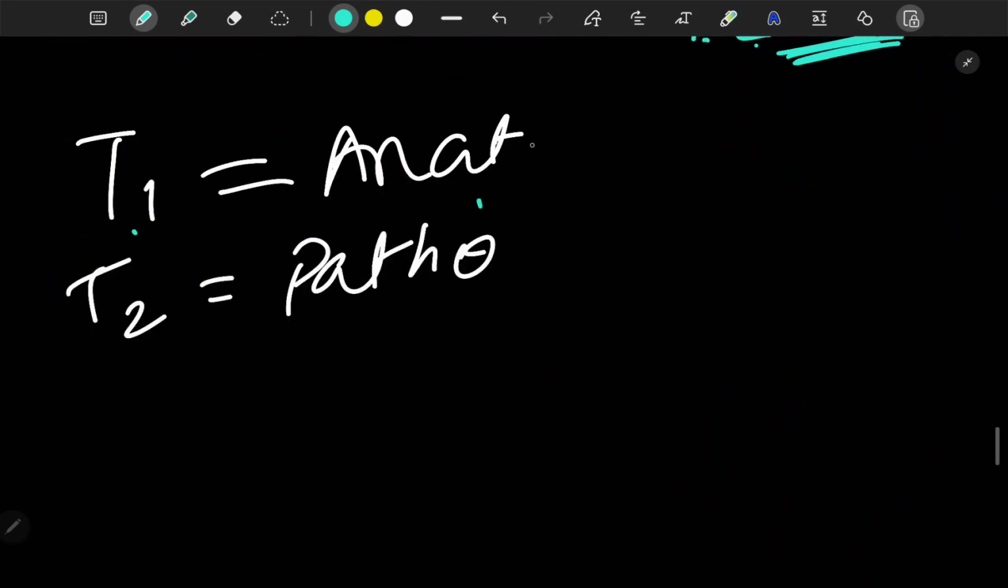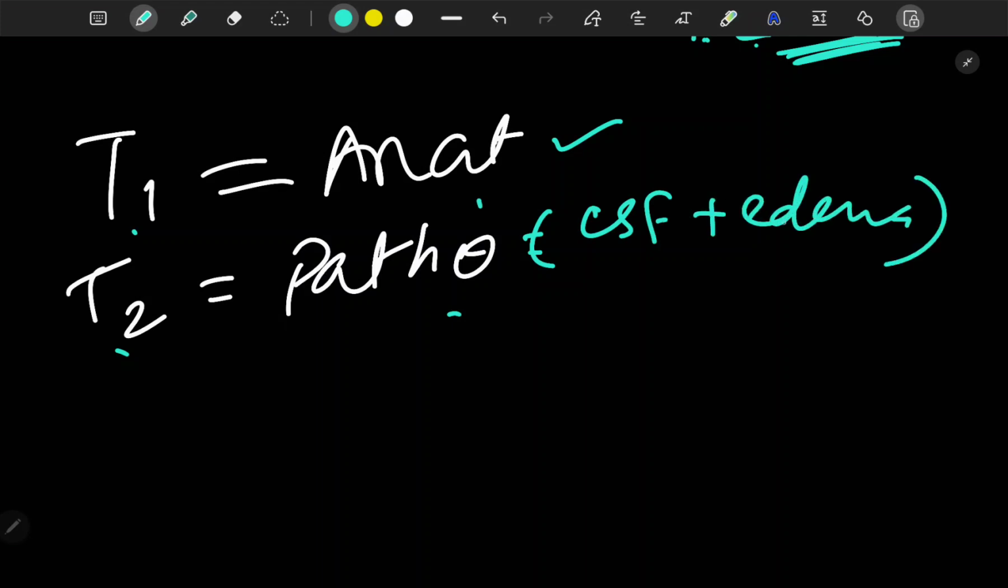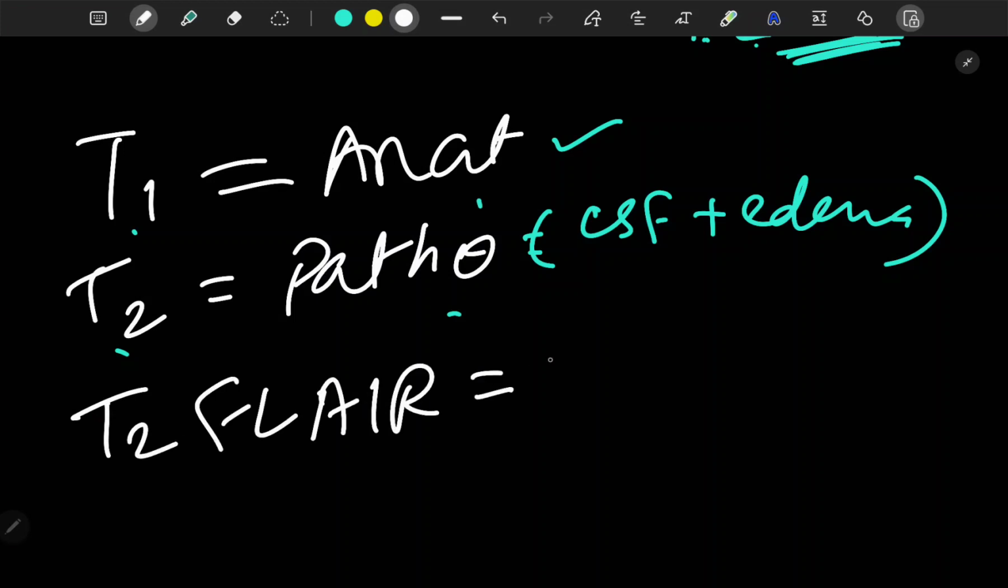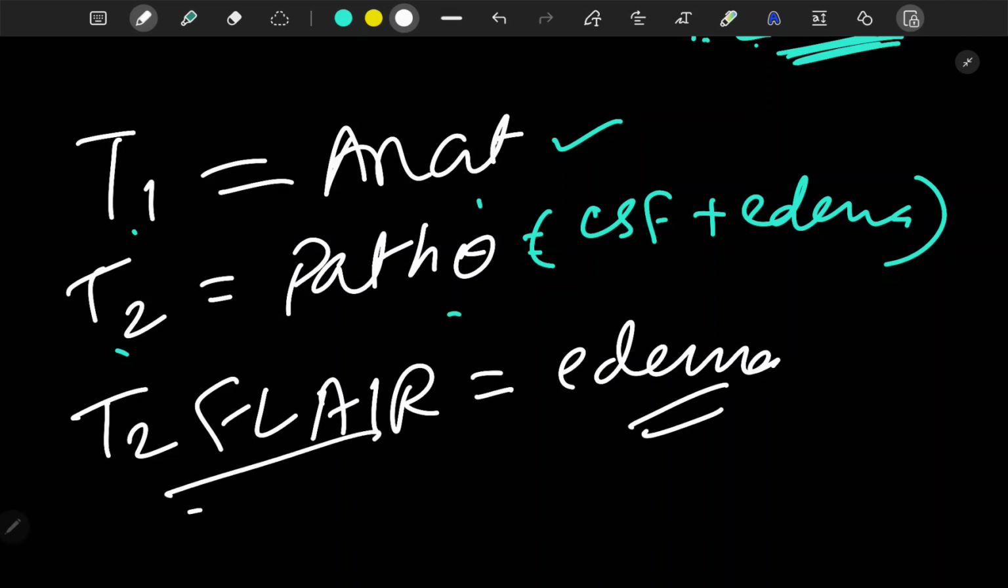So T1 is used to view the anatomy, yes. T2 is used to know the pathology, but it can show both CSF as well as edema. To properly see only edema and no CSF, I need a T2 Flair.